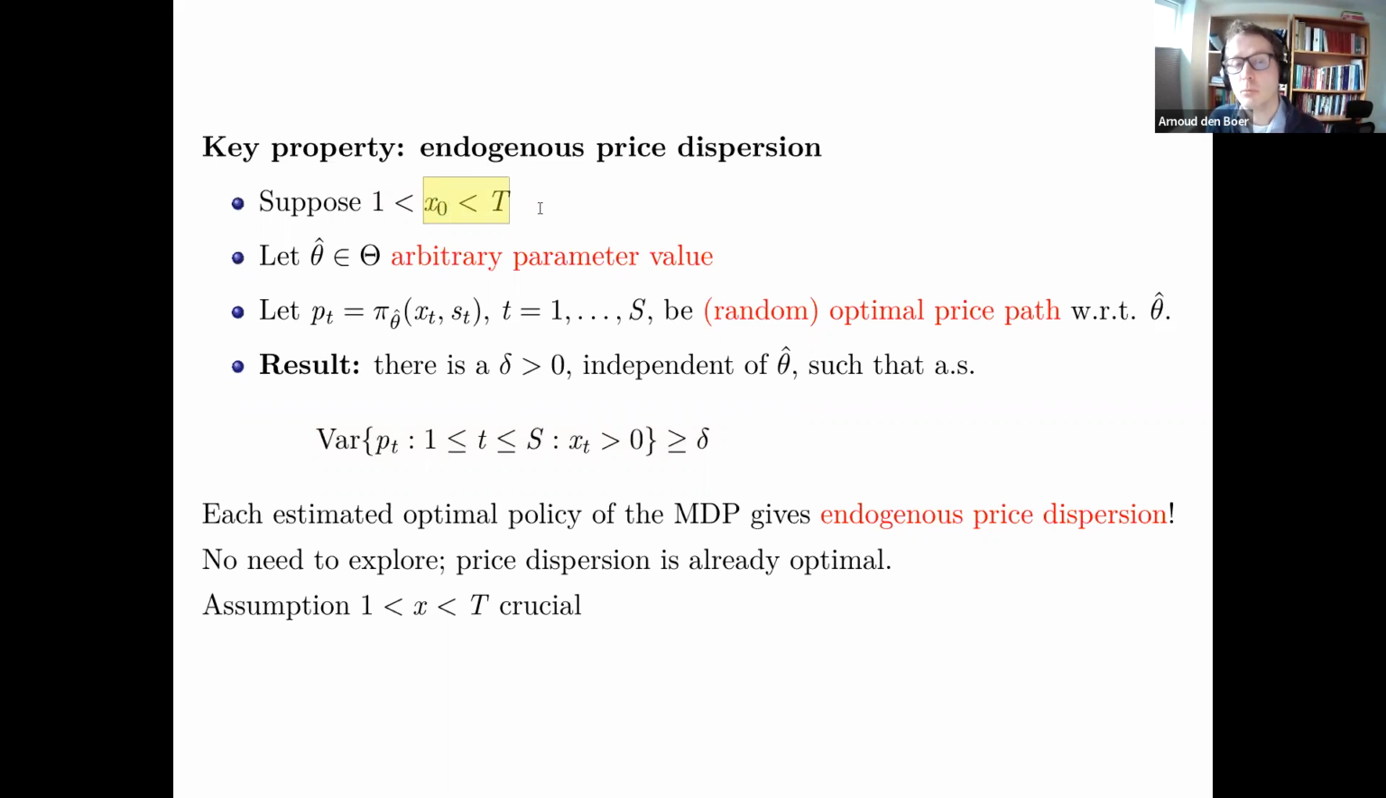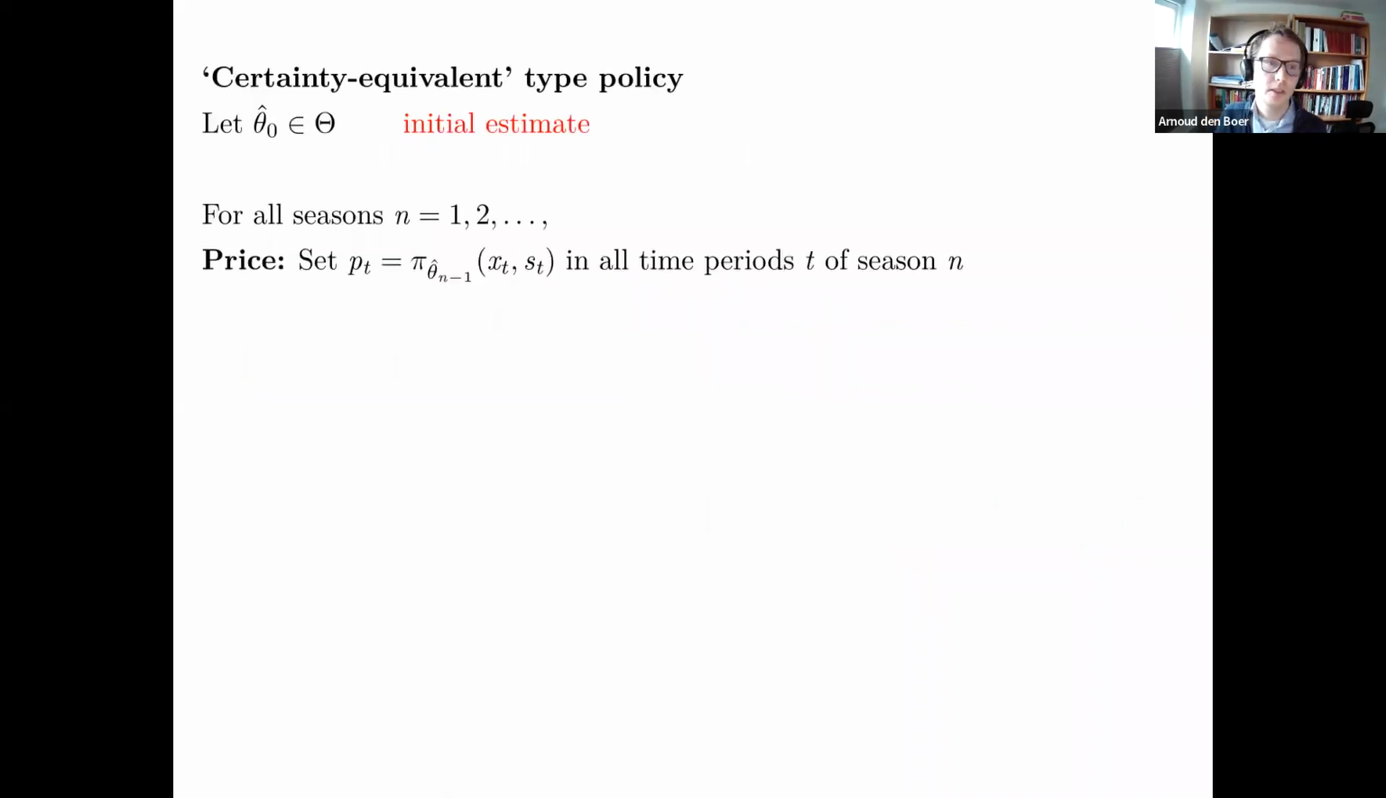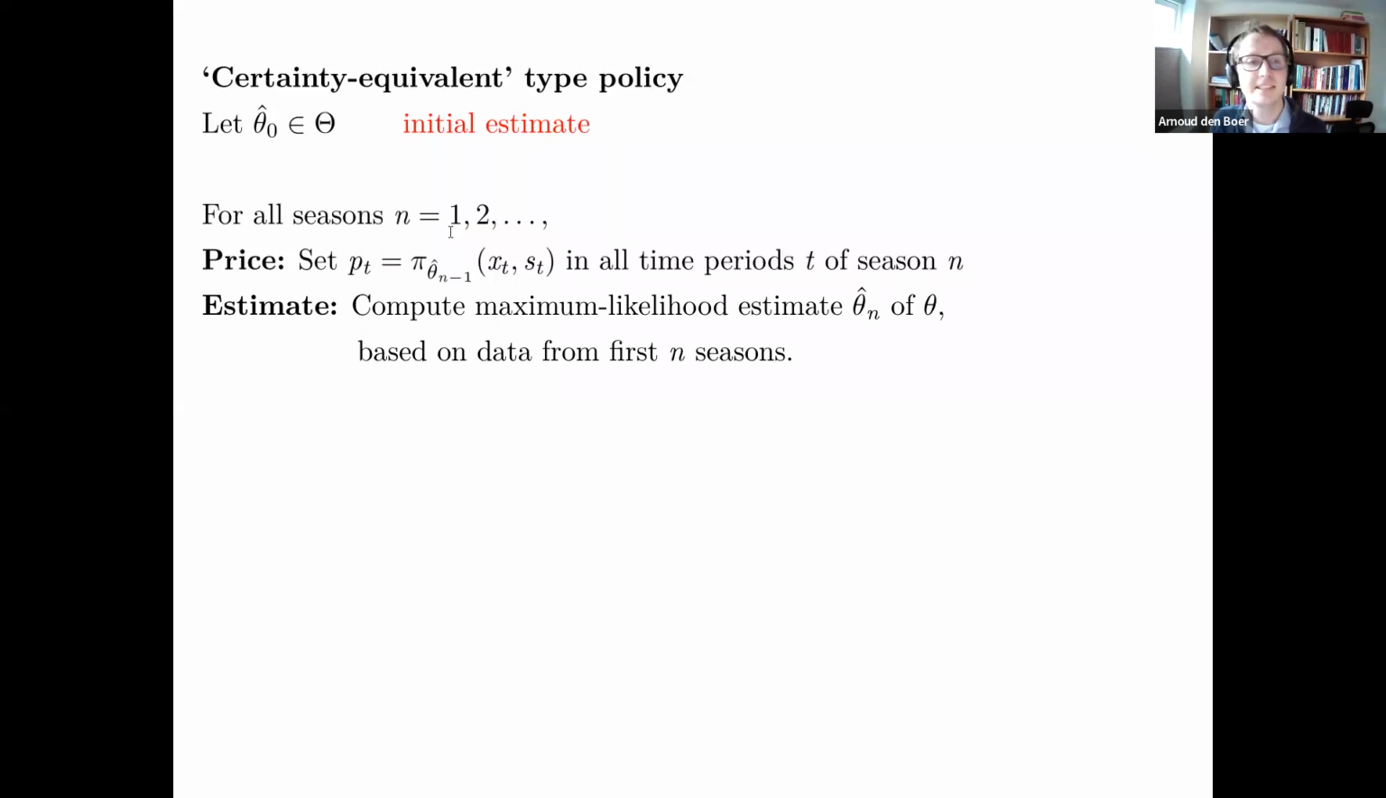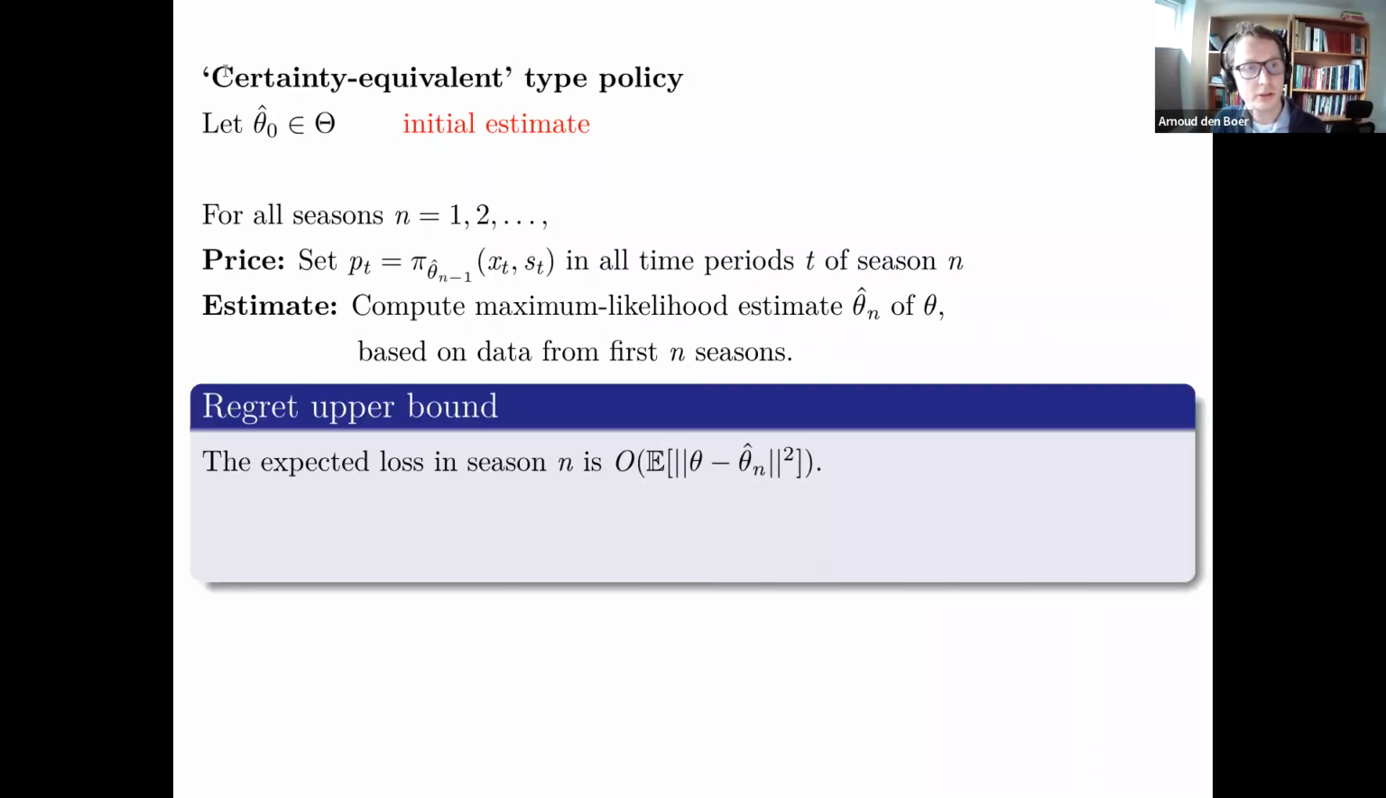Because if I have more inventory, I have a Bernoulli demand model. So then basically it means I have infinite inventory. I can never go out of stock. So in that case, there's no endogenous price dispersion. Then we have to experiment. But when we're in this regime, then it goes automatically. I think that's nice. And it also means that you can just use a certainty equivalent policy.